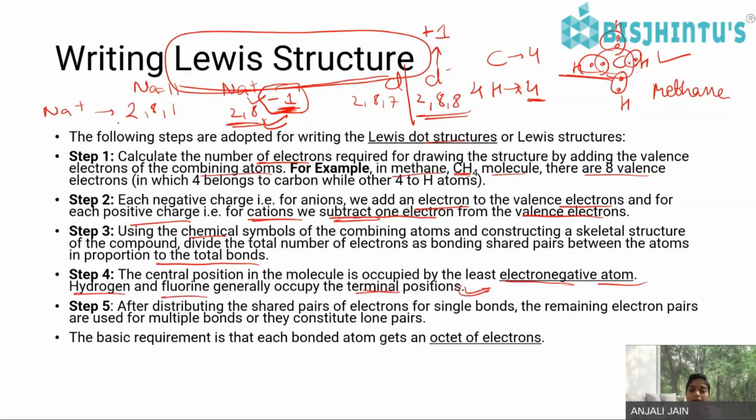After distributing the shared pairs of electrons for single bonds, the remaining electron pairs are used for multiple bonds. Like in the methane molecule, these shared pairs are distributed in the single bonds, and then the remaining electron pairs are used for multiple bonds or lone pairs, giving double bonds, triple bonds, lone pairs, free radicals, etc. The basic requirement is that each bonded atom gets an octet of electrons, so the octet should be completely filled, like 2, 8, 8, 18.